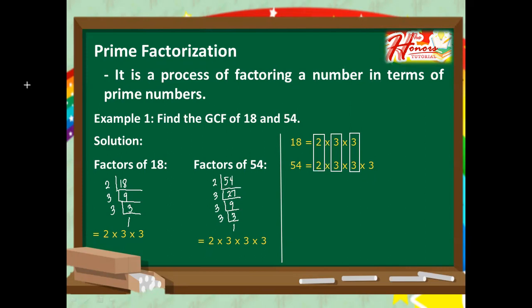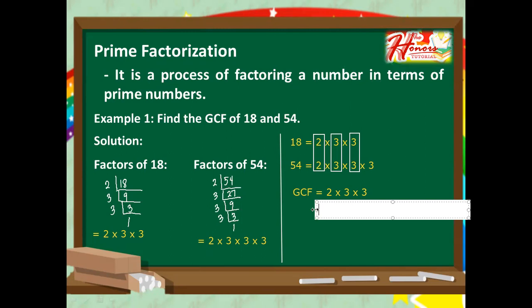So now how are we going to solve for the GCF? GCF is equal to 2 times 3 times 3. Why is it 2 times 3 times 3? Because those are the numbers that we have boxed earlier. Per box, you will write the number once only. So though you have here 2 and 2, you will write it as 2 only. Though you have here 3 and 3, you will write it once only. So that's why we have here 3. And also, though you have here 3 and 3, you will write it once only again. So that's why you have here 3. So we have 2 times 3 times 3.